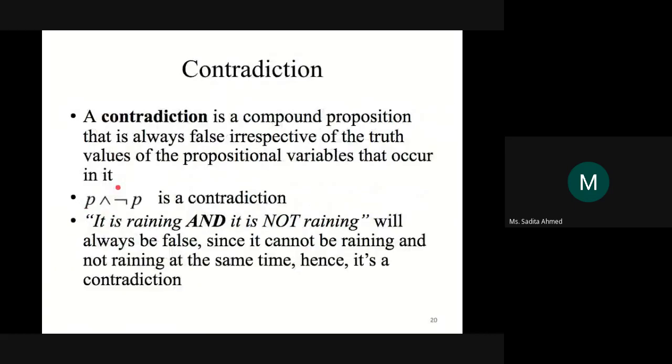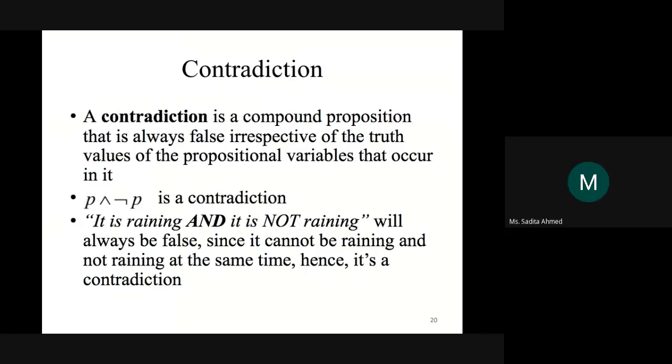So a contradiction is the opposite: a compound proposition which will always be false. An example is this, P and not P. So you see here we have the AND operator. And you remember, for an AND operator, if I need two truths.